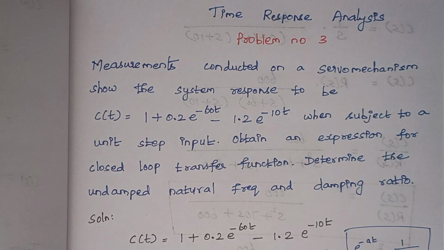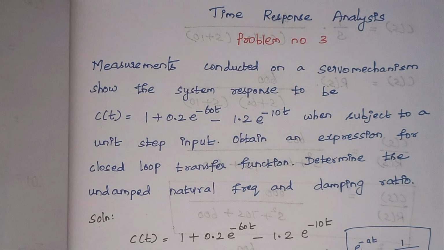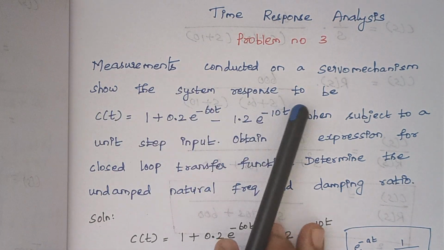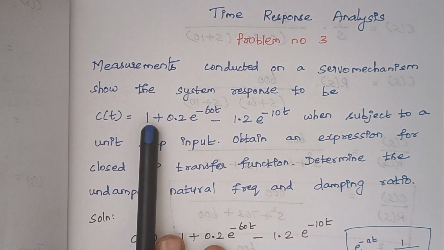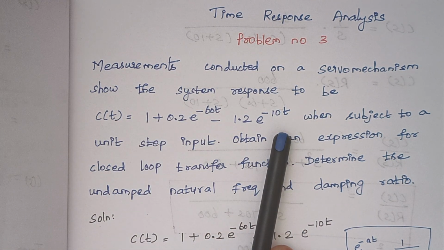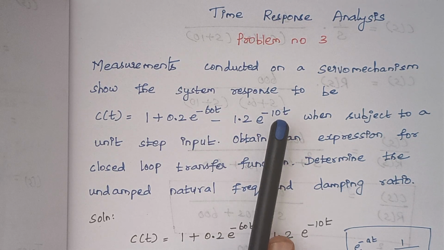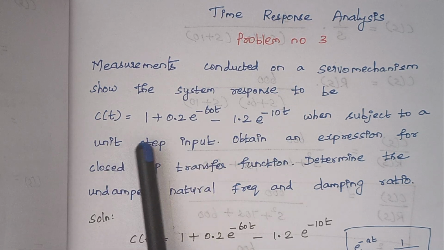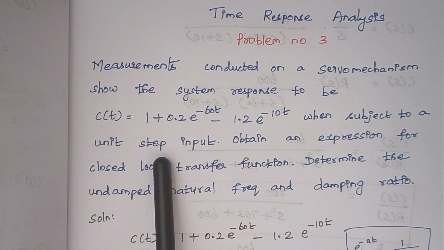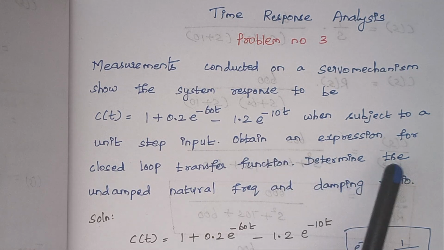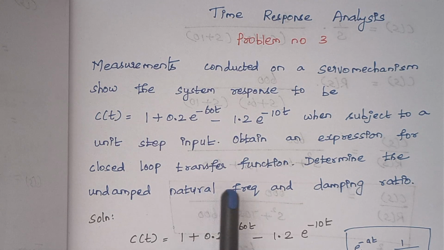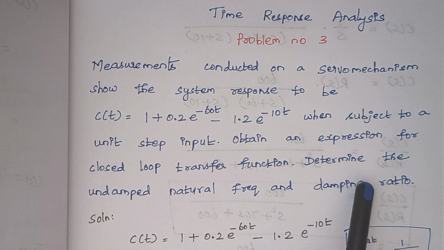Today we are going to see problem number 3 in time response analysis. The problem is: measurements conducted on a servo mechanism show the system response to be C of t is equal to some expression. This is your output response of a system when subject to a unit step input, and the type of input is unit step input. Obtain an expression for the closed loop transfer function. Determine the undamped natural frequency and damping ratio.